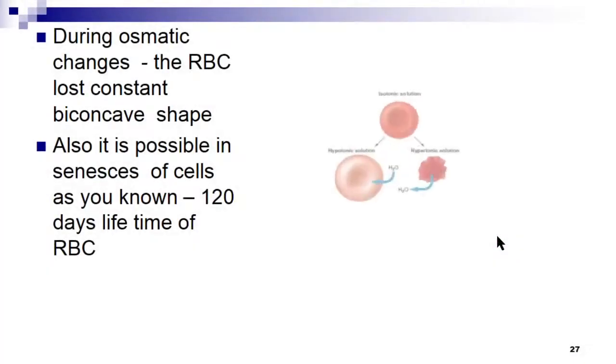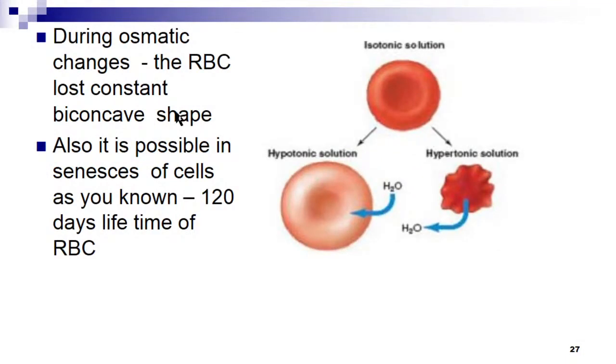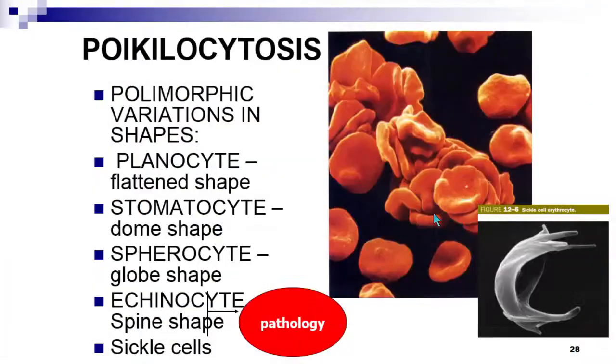During changes of osmotic pressure, the red blood cells also lose the biconcave shape. It's possible during some hypertonic solutions. We're talking about plasmolysis and hypertonic solutions, yes. So we're talking about another moment, this is poikilocytosis.